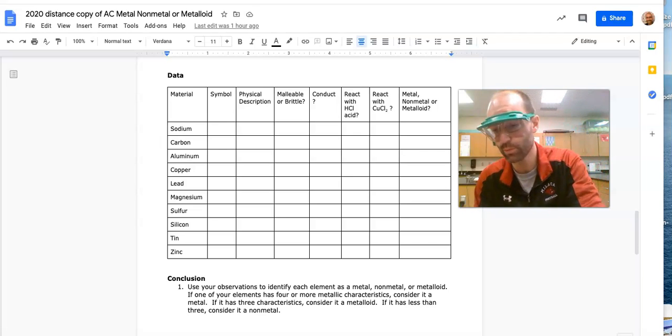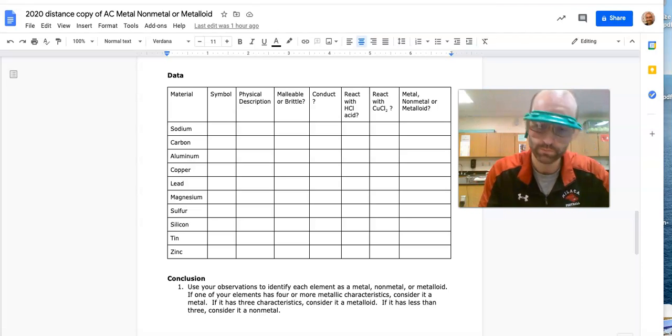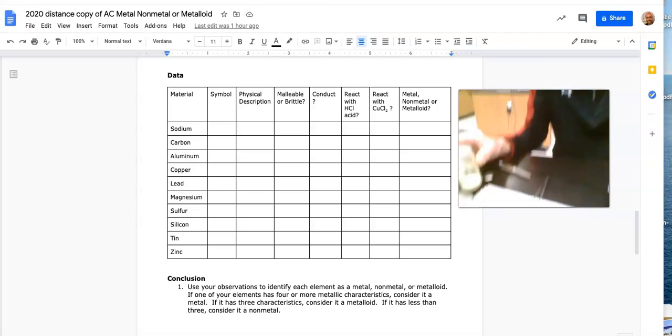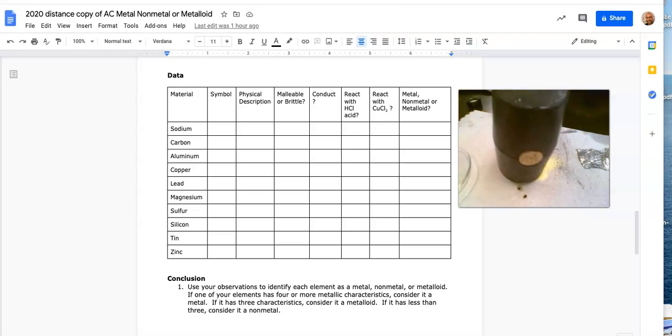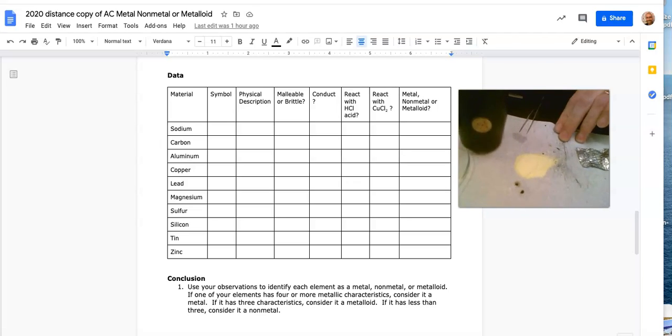Is it malleable or brittle? I'm going to pour a little bit out here on our paper towel. It's already kind of powdery, but if I were to take a mallet, I can smash up those little pieces into even smaller pieces. So we will say that sulfur is brittle.